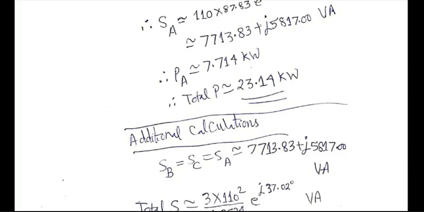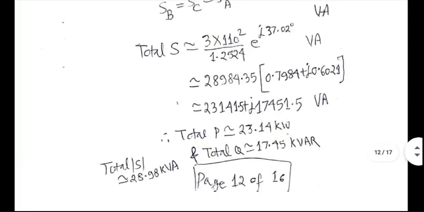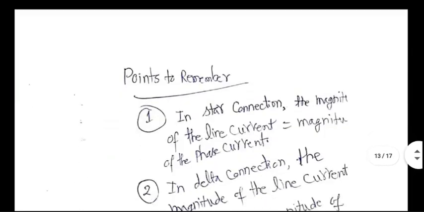SB and SC will be the same as SA, because of the balanced nature of the system. So go through these calculations. I'm sure you'll be able to see the justification for all the answers.